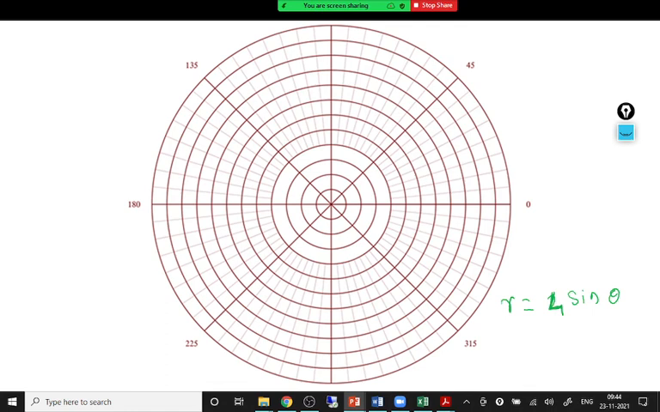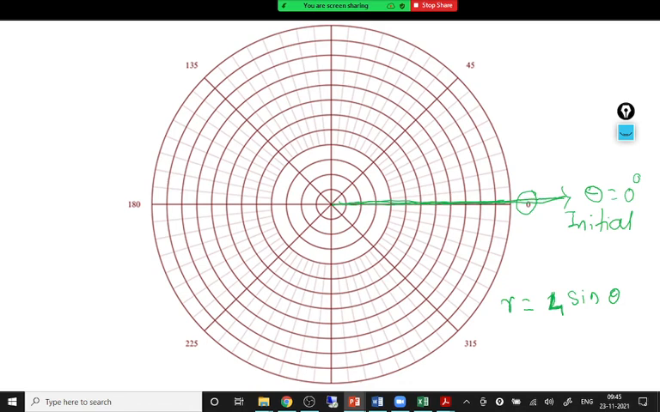For example, if theta is 0 degree, this line, remember in polar graph paper the two lines are important. This line is known as the initial line. What is the initial line? The initial line is the positive x-axis where theta equals 0 degree, and the y-axis is perpendicular to the initial line. That is the y-axis. So the initial line is theta equal to 0 degree.